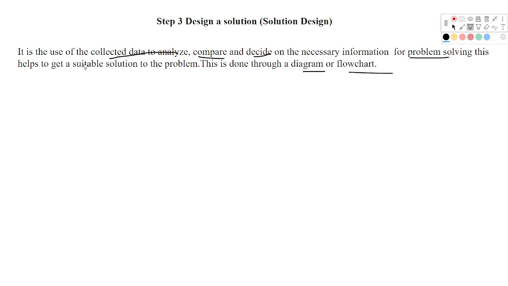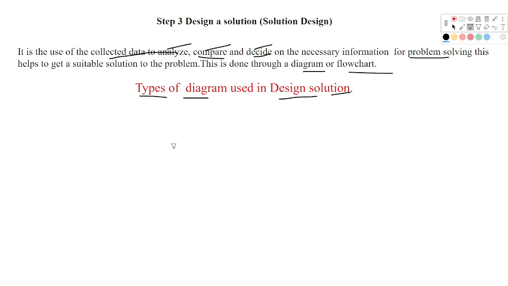So this means once you collect the data that you're supposed to collect in step two, the next step is to analyze, compare, and decide on the necessary information for problem solving. And this is done through diagrams and flowcharts. Today we will talk about types of flowcharts, the types of diagrams used in design solutions. So what are the diagrams that are used in design solution?